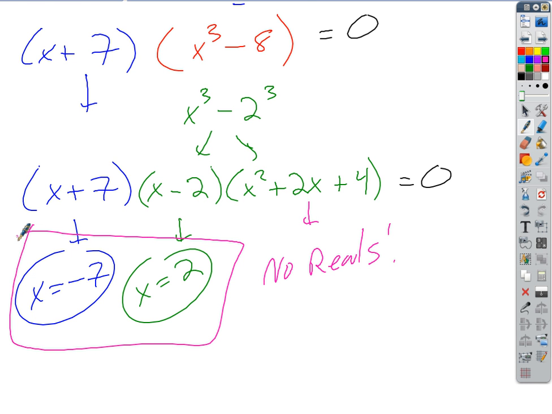Let's look at one more of these. Okay, what if we wanted to solve one like this? Okay, first step would be what? Set it equal to 0.